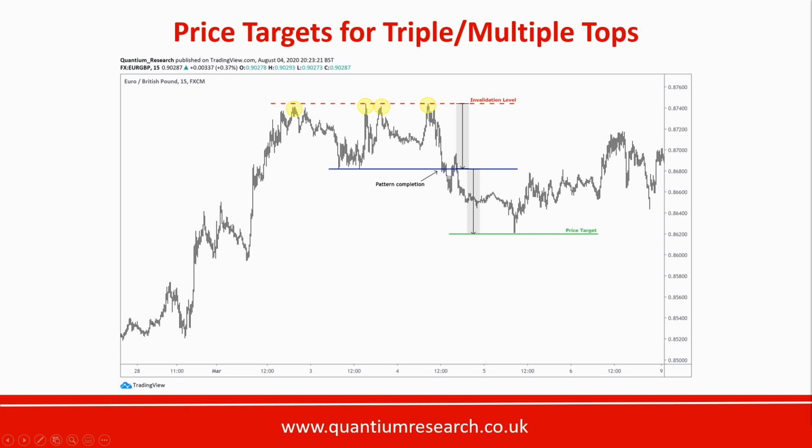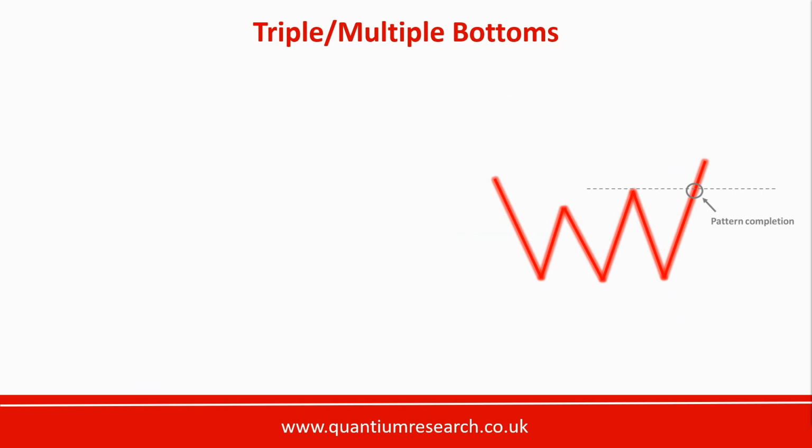So we can see that the price declined down here to the green level. That's the price target from the 1-to-1 equality projection. And it found support here and reversed from there. It's common that these equality projections act as support and resistance, as we've seen in this example. So the triple or multiple bottom formation is a bullish reversal pattern.